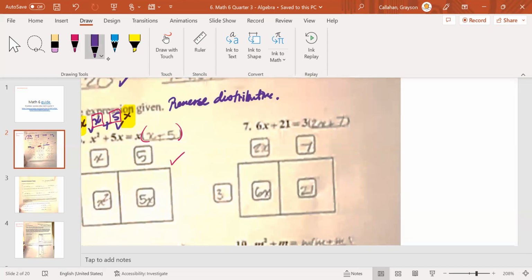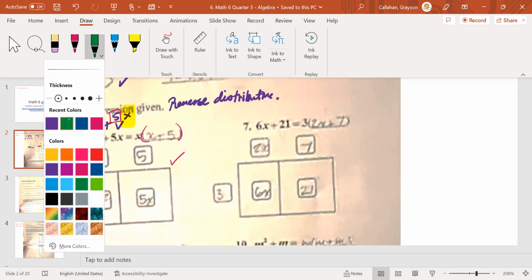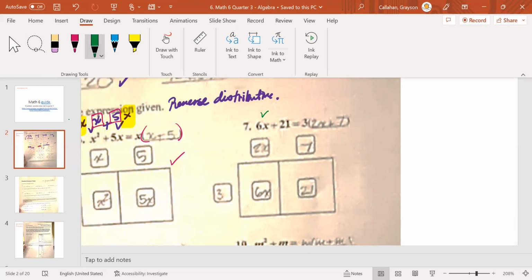For number 7, if you take a look at 6, this is 6 times 3 times x. Do you see that? I'm sorry, 6 times 2 times 3 times x. Not right now, okay? Oh my gosh, Grayson. I'll pause this.